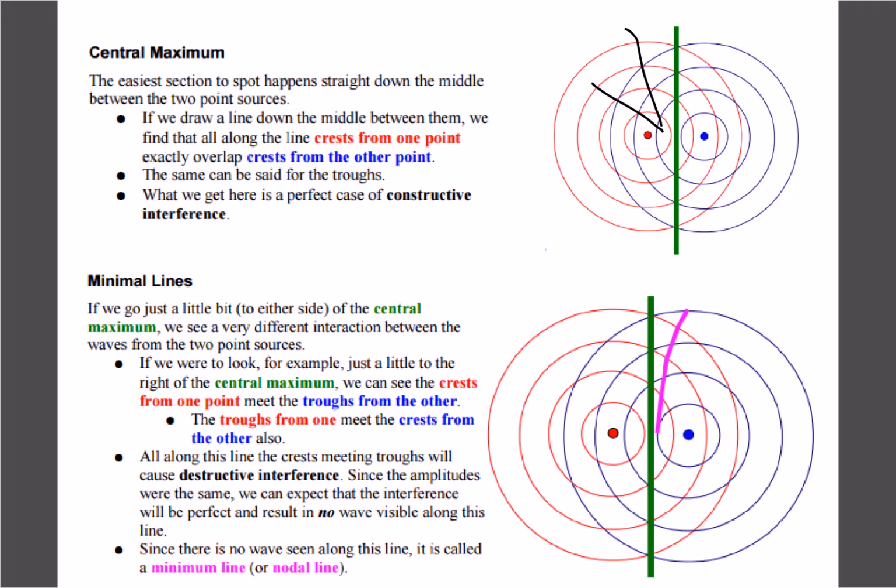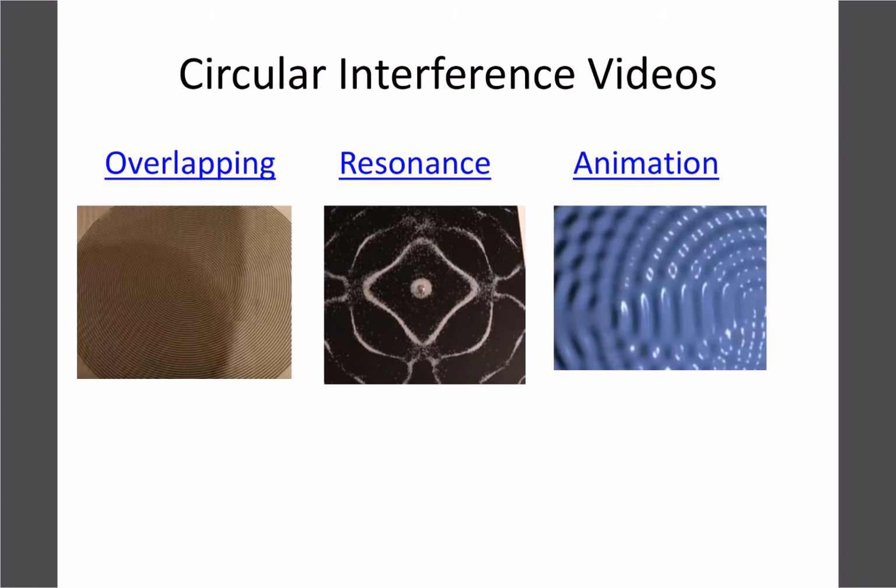And anywhere where we get maximums, those would be where the antinodes are, where we get constructive interference. Where we get the lines canceling out, where we have the crest of one and the trough of the other, that's going to create our node. Sometimes we call them nodal lines or just minimum lines, which means we have no waves. And then we get these diagonal lines that show up.